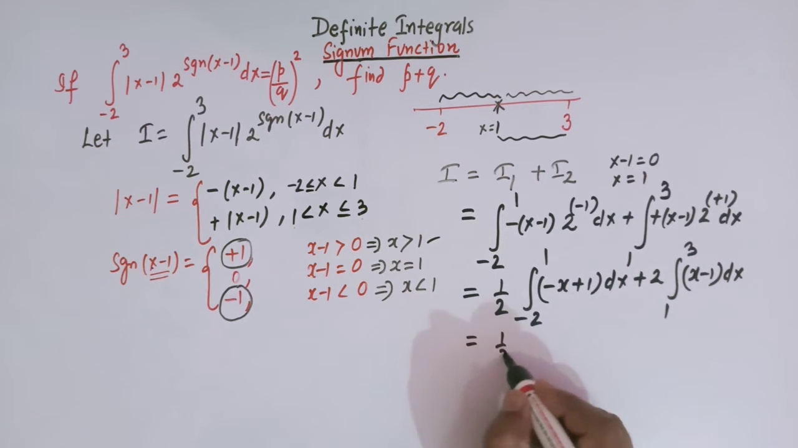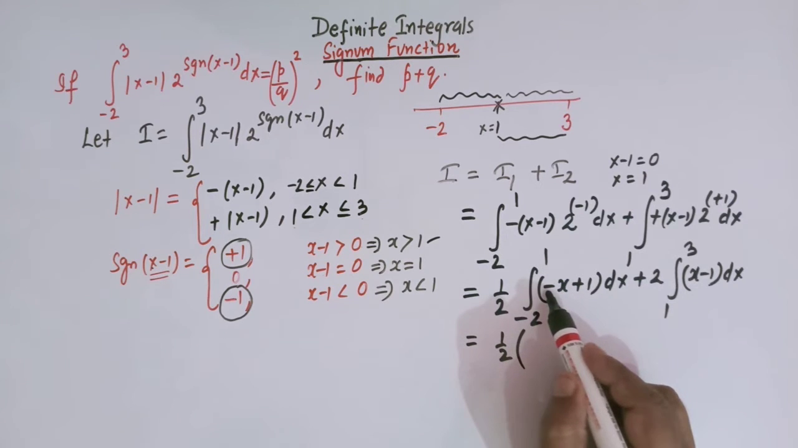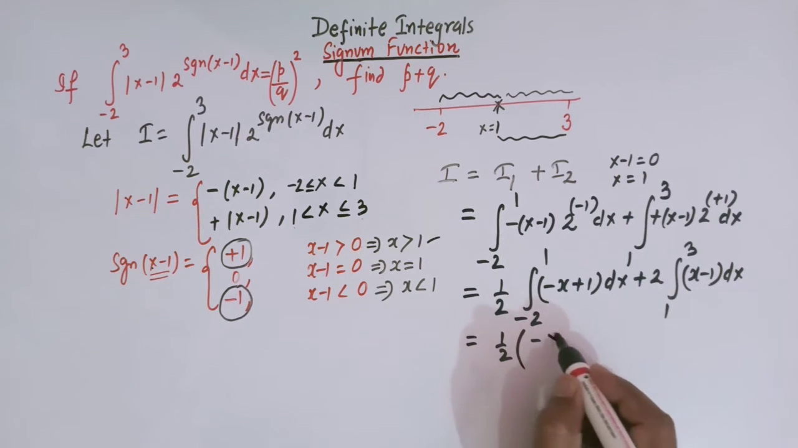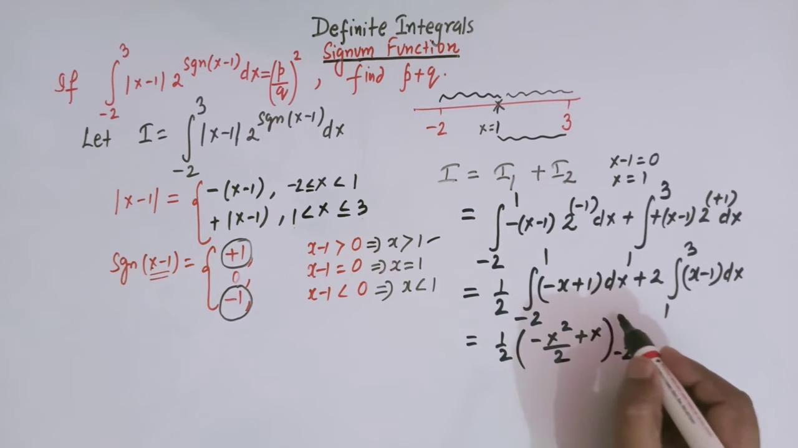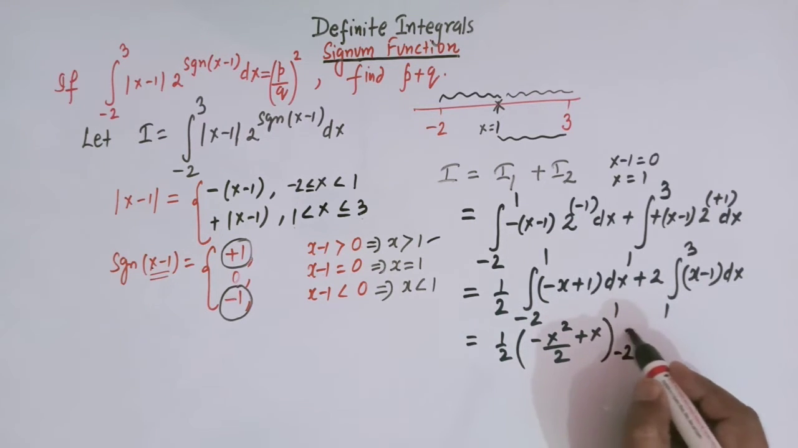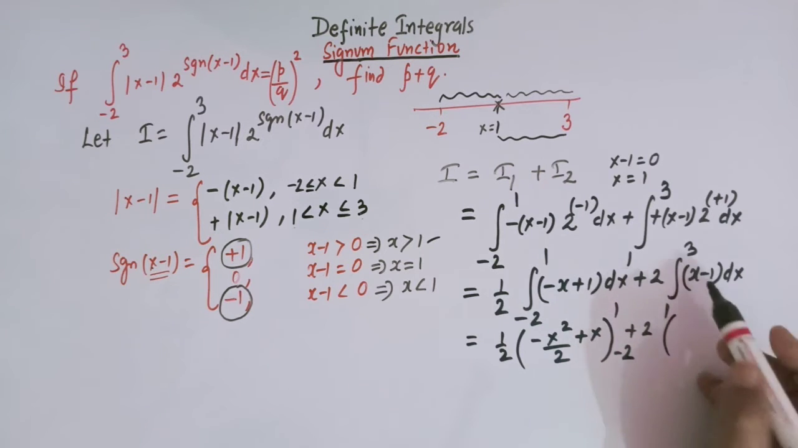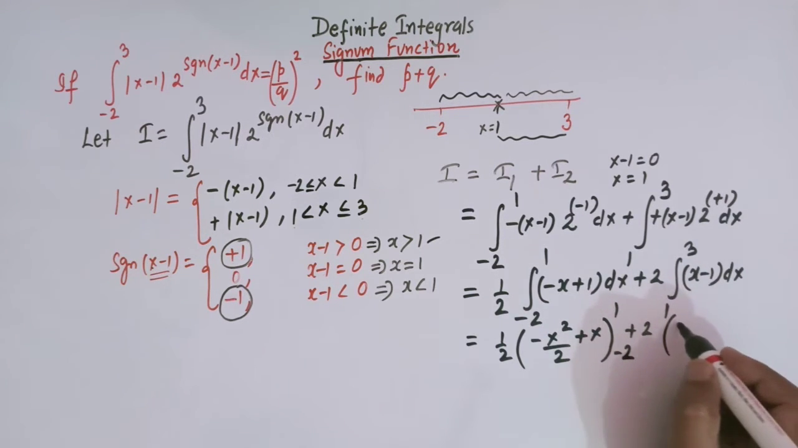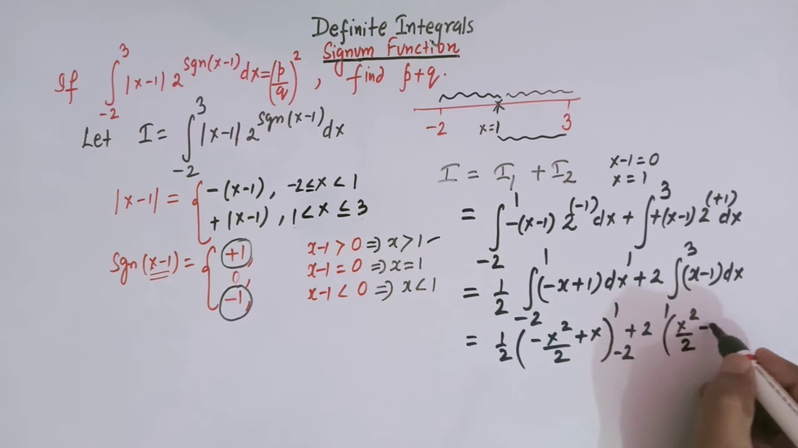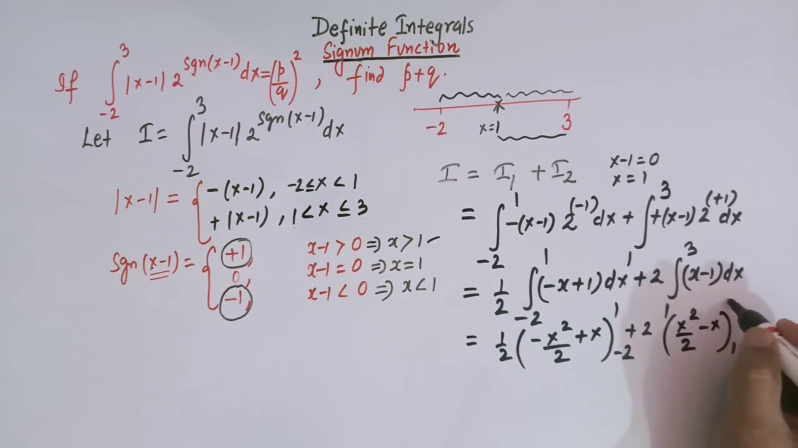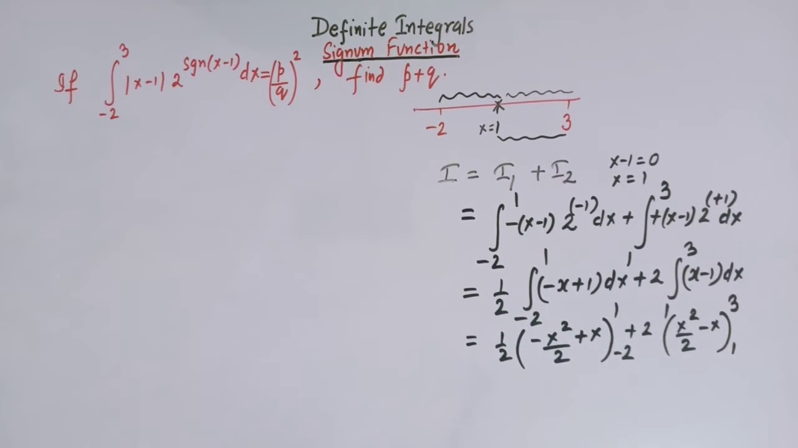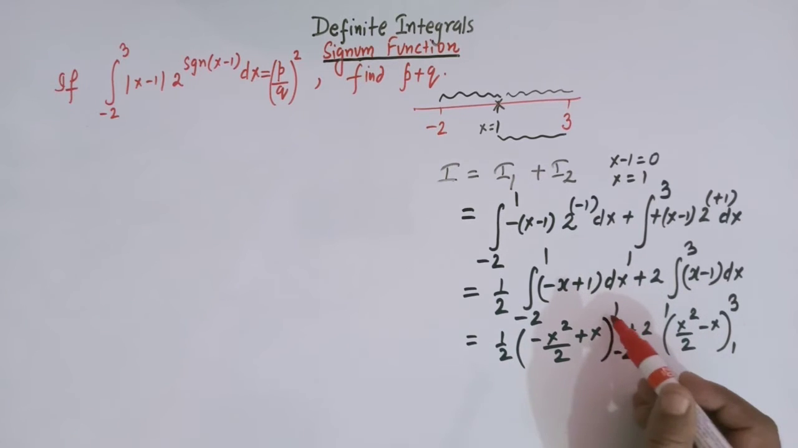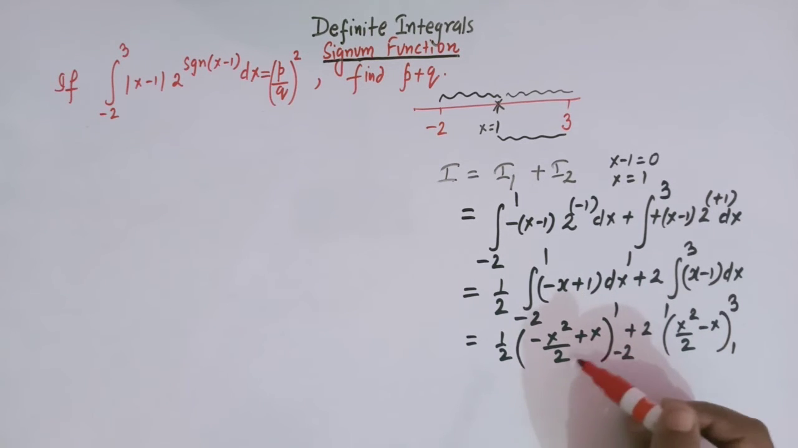So now we can write half, and here the integral of -x plus 1 is -x square over 2 plus x, and the limits are from -2 to 1, and here we have 2, and the integral of x minus 1 is x square over 2 minus x, and the limits of integration are from 1 to 3, right? So now we can simply substitute the limits and we'll take the difference.